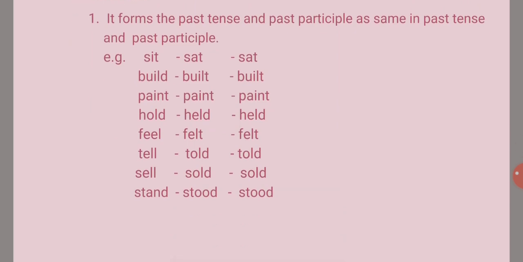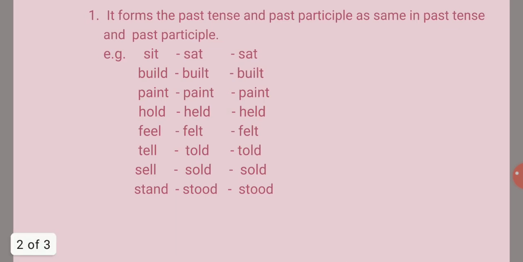So, tell is the base form of the verb, and it becomes told in the past tense and remains told in the past participle. So this is one type of change that occurs in the base form of the verb.